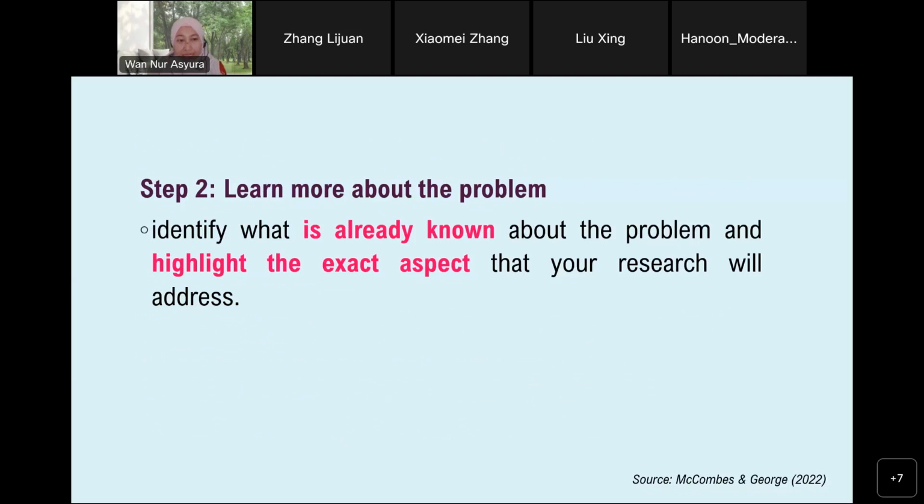The second step in formulating or identifying a research problem is to learn more about the problem. I mentioned to you that many people have done so much research on COVID-19 and online learning. So identify what is already known about the problem and highlight the exact aspect that your research will address. You're not going to do the same research all over again, but like I mentioned earlier, there must be an area which is still understudied.